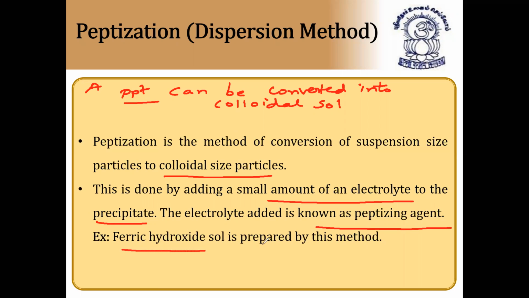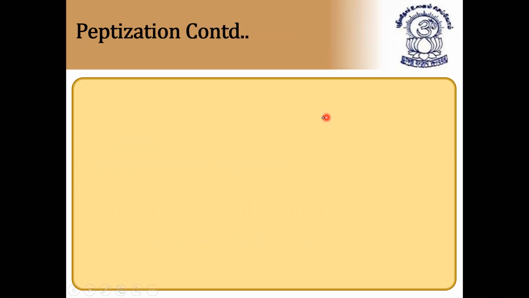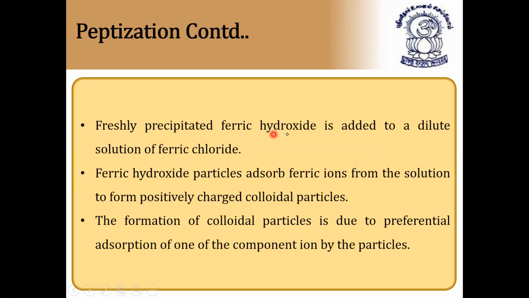Example, ferric hydroxide sol is prepared by using this method. I hope it is clear. So this is called peptization. By the addition of a small amount of electrolyte, we can convert a precipitate into a colloidal solution. So freshly prepared ferric hydroxide, Fe(OH)3, is added to a dilute solution of ferric chloride. Ferric hydroxide particles adsorb ferric ions from the solution to form positively charged colloidal particles.